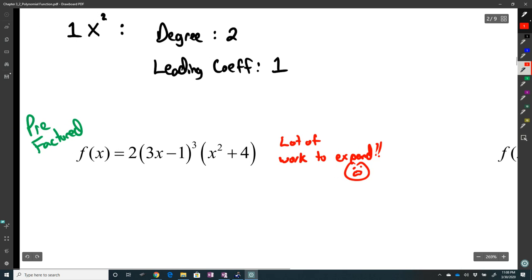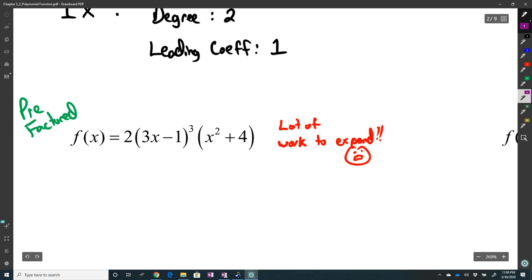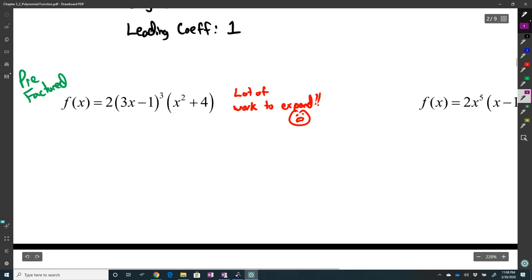And so again, what we're going to do is we're going to do a shortcut like we did on the top half of the page. All you got to do is we already know what the degree is. All right, let me word it like this. All you got to do is multiply the leading terms from each group.